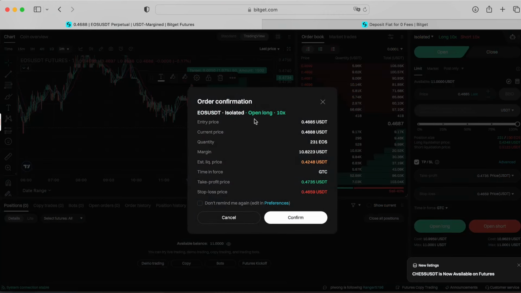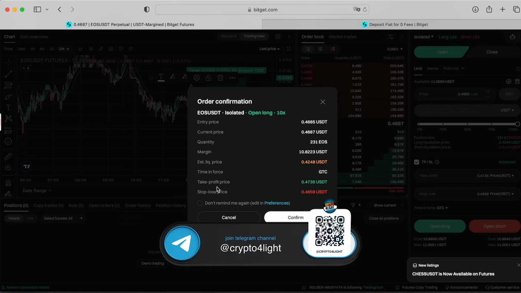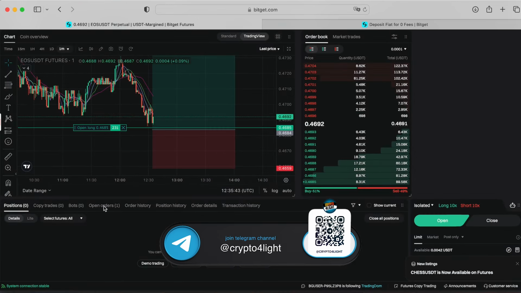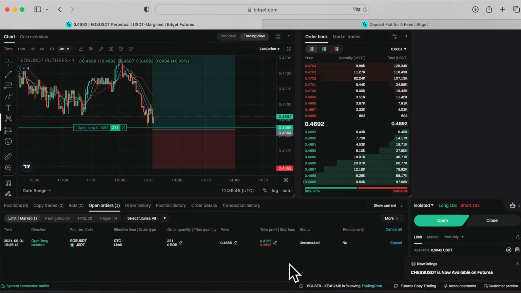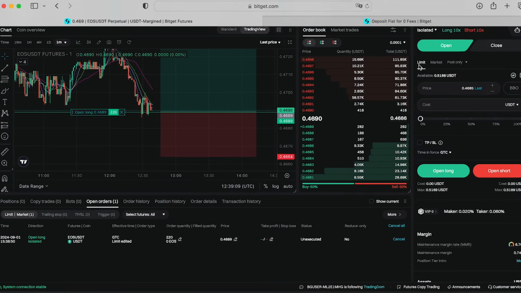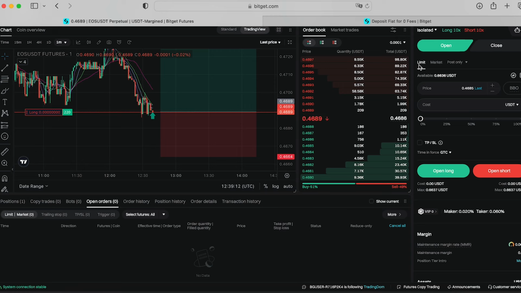It's showing me the confirmation, so my entry price will be this one, current price this one, quantity, margin, liquidation price, time, take profit price, and stop loss. Don't remind me again, confirm it. And as you can see, we got an open trade, but this is still not activated because the price has not triggered our entry. Limit order means you add your limit order where you would like to buy.